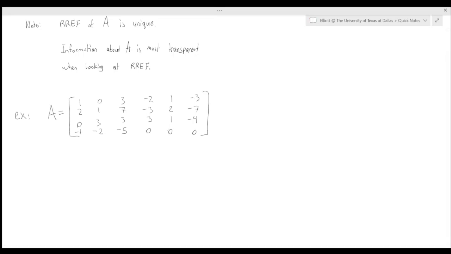So here is our matrix, and what I'm going to do right now is just reduce it into the reduced row echelon form. So I'll try and do this rather quickly. I'm going to start with the usual row 2 minus 2 row 1 and row 4 plus row 1 to make these equal to 0.